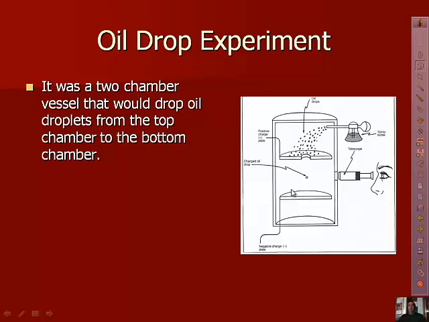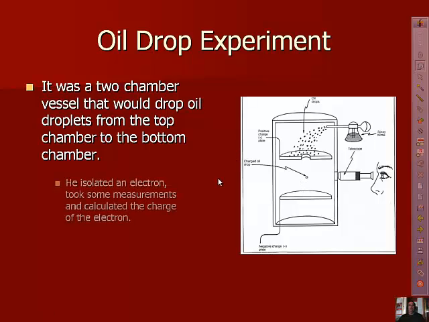So he adjusted the voltage on these positive and negative plates, and instead of falling, he would get an oil droplet suspended in midair. What he would do is make some calculations on it. He would figure out how big it was. He was able to determine how many charges were on it. And by all of that information and knowing the voltage that it took to stop it, he was able to come up with the value of an electron.